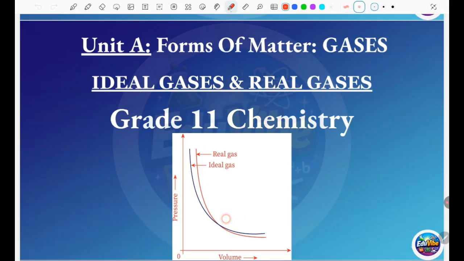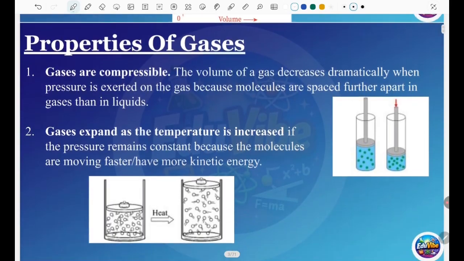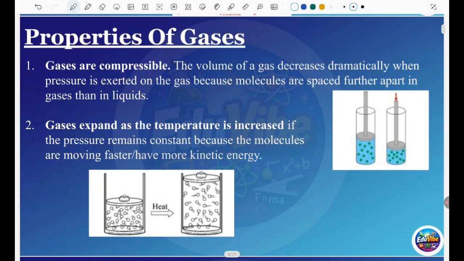So we start the second unit now. We have done the first unit. If you haven't watched that unit, you can check the description and do that first, and then move on to the second one. So this is basically unit B. So let's start with the properties of gases.